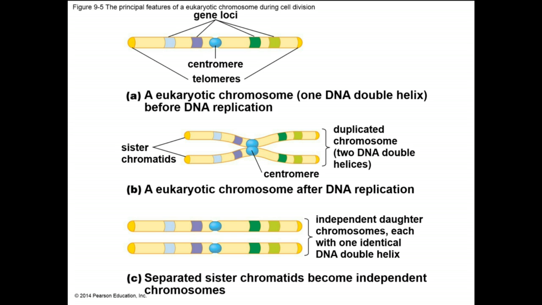The second specialized region of the chromosome is the centromere, which has two principal functions. It temporarily holds the two daughter DNA double helices together after DNA has replicated, and it is the attachment site for microtubules that move the chromosomes during cell division.